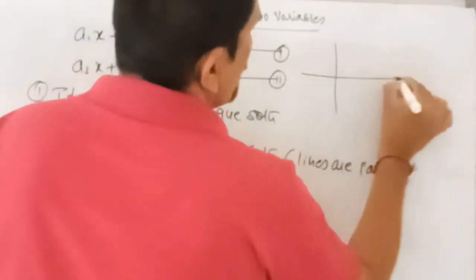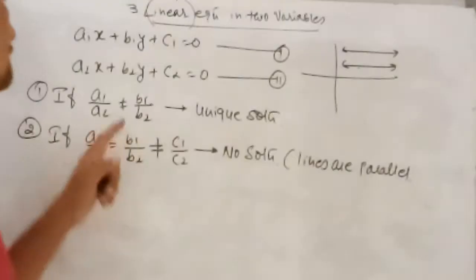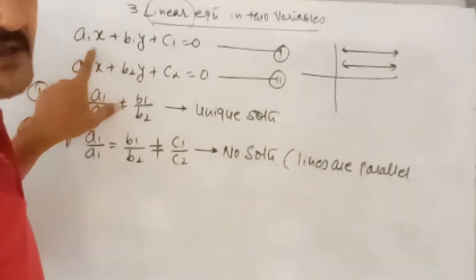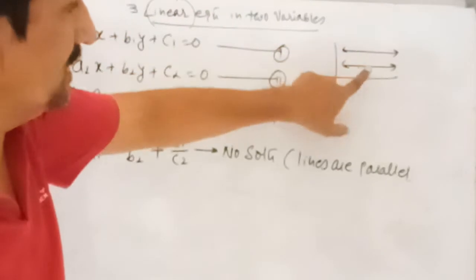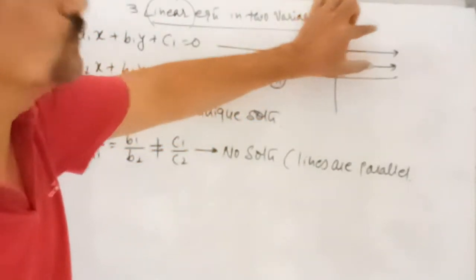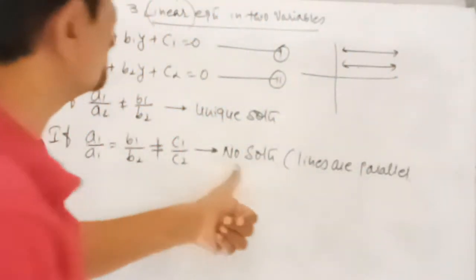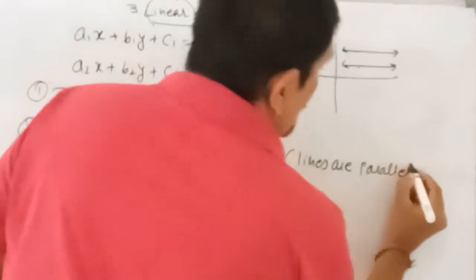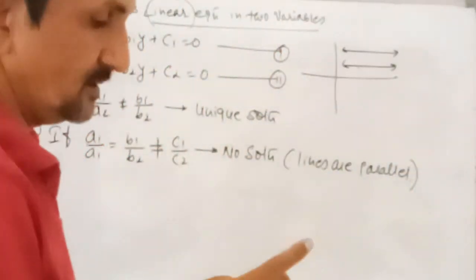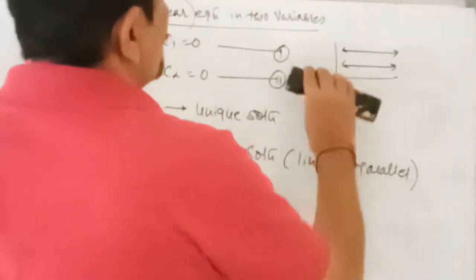Suppose on the graph we consider these are the two lines, a1x plus b1y plus c1 and a2x plus b2y plus c2. So these two lines are parallel, so they don't have any intersection point, and therefore there is no solution. Okay, so whenever there is no solution, it means the lines are parallel. So these are required things for the MCQs or short questions.